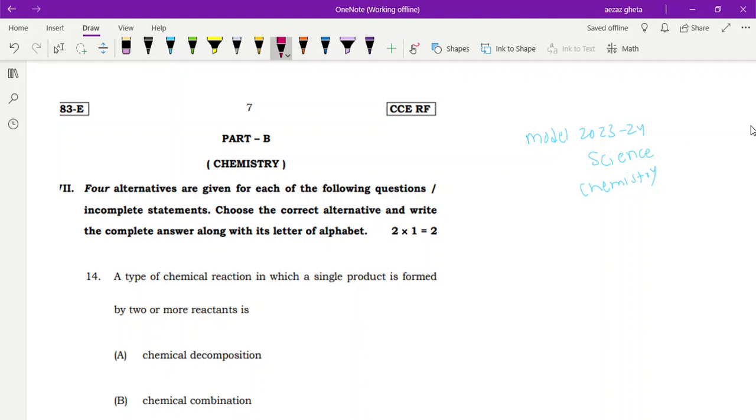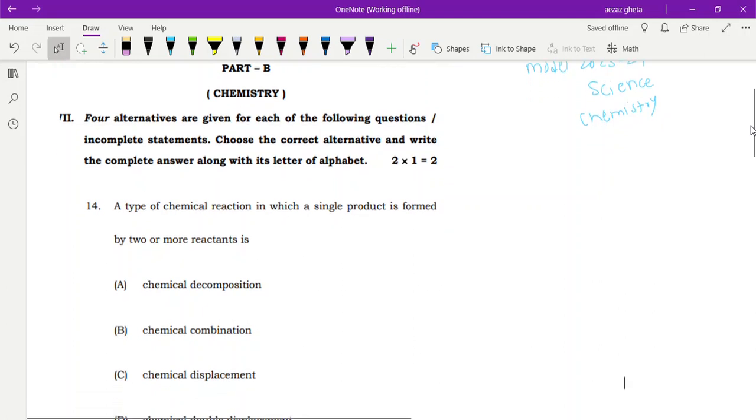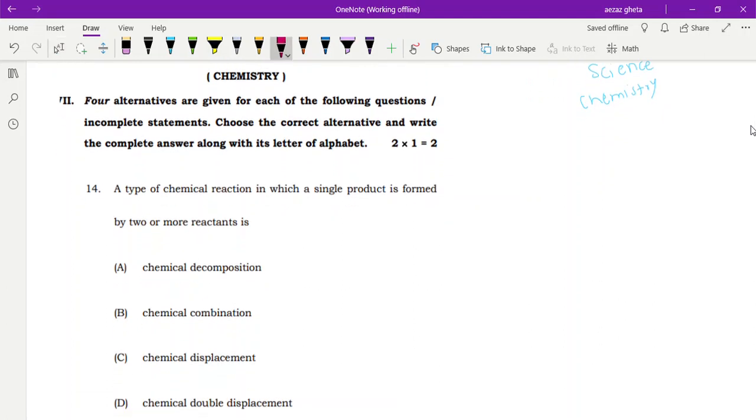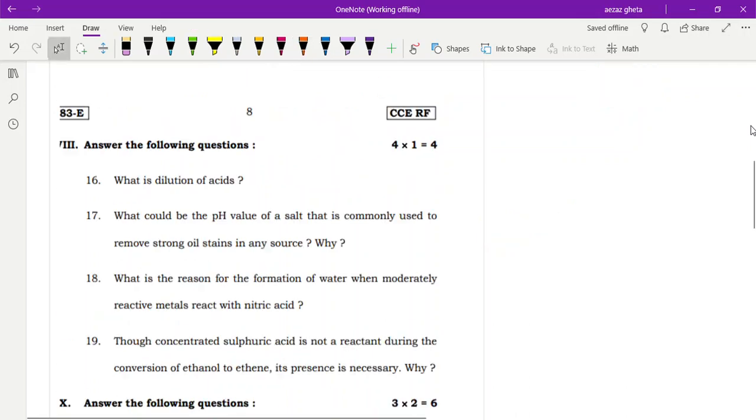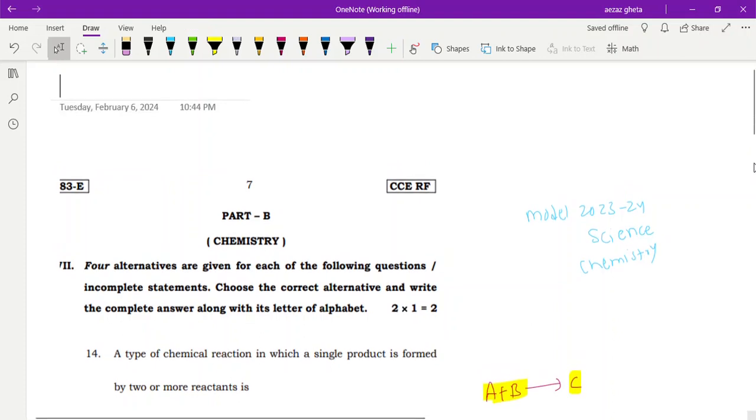Let's see the first question. Type of chemical reaction in which a single product is formed. See, if two or more reactants, the left side reactants will be written, right side products will be written. Correct? So if two or more reactants combine to give a single product, it is called combination. What is it called? Combination. Okay. Right. The next question then.